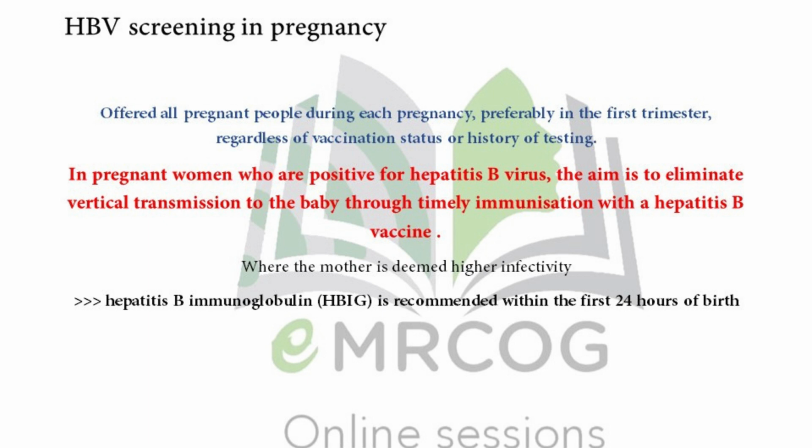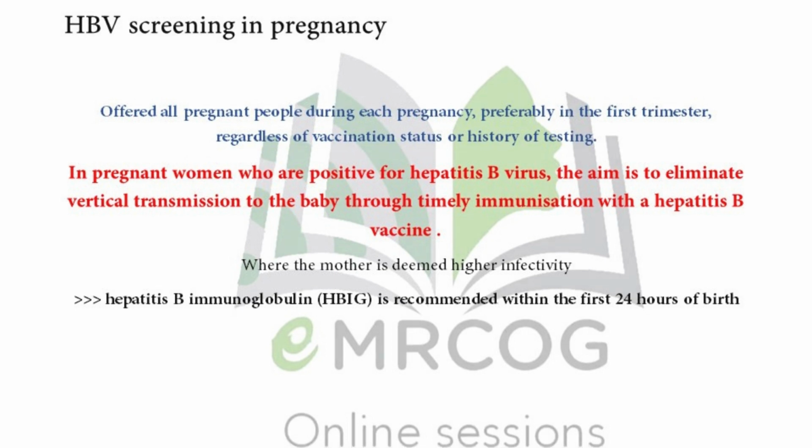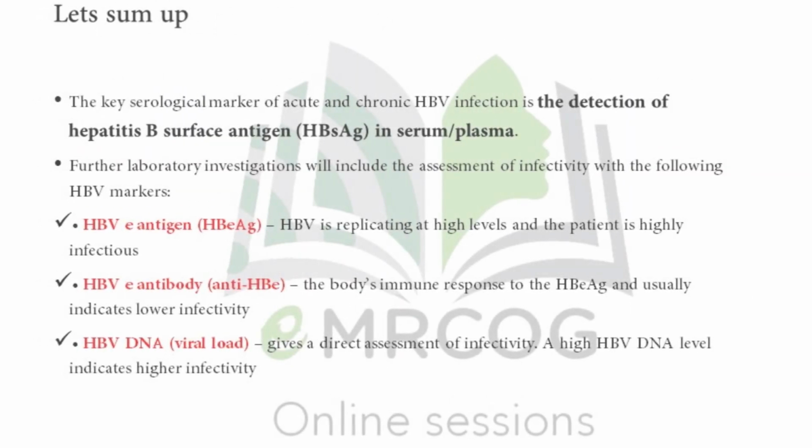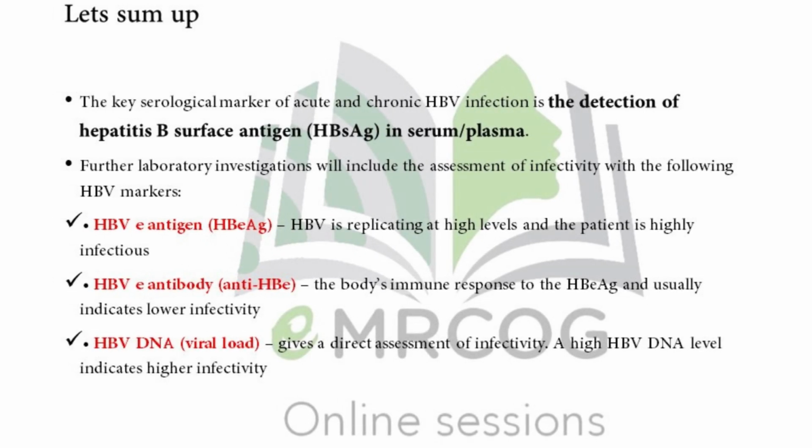If the mother is deemed highly infectious, in addition, you can give the baby hepatitis B immunoglobulin within the first 24 hours of birth, and the mother is going to be vaccinated after pregnancy or after labor. To sum up, the key serological marker for acute and chronic hepatitis B infection is to detect the hepatitis surface antigen. Accordingly, I'm going to make my mind if I'm having infection or not, if I'm having immunity or not.